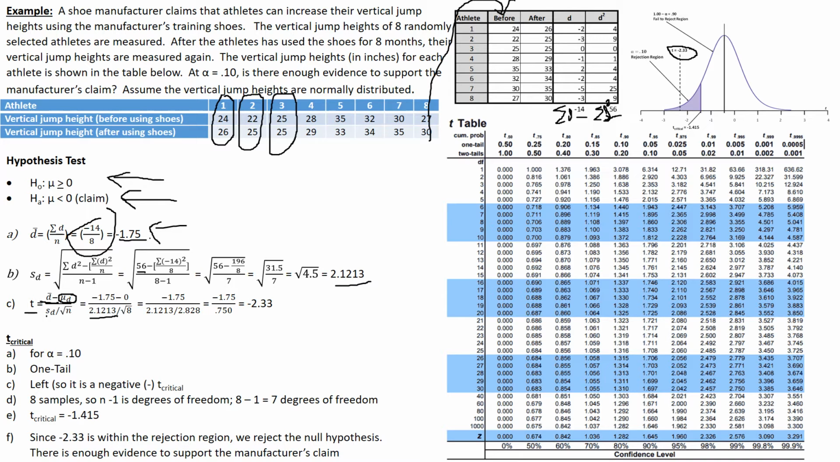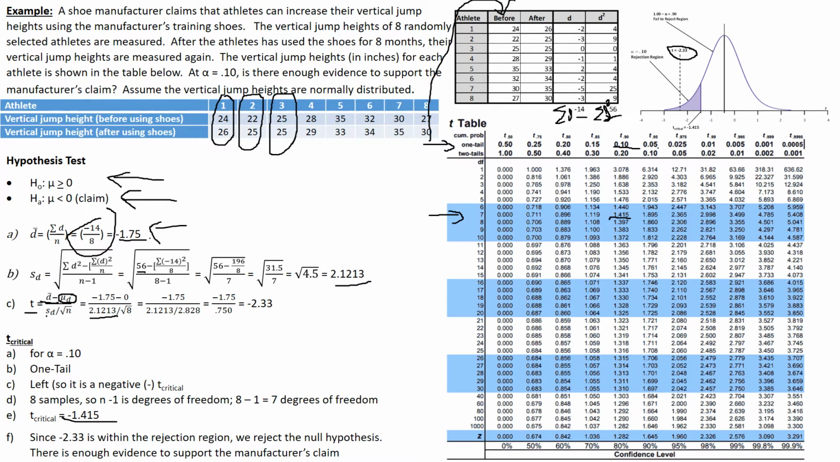Alpha is 0.10. It's one-tailed. So if I go alpha 0.10, one-tailed, here's my one-tailed, it is 0.10. There it is right there. And I'm going to go down. We had 8 samples, so it's 7 degrees of freedom right here. So 7 degrees of freedom with one-tailed at 0.1 would give me 1.415. It's left-tailed, so it's negative 1.415.